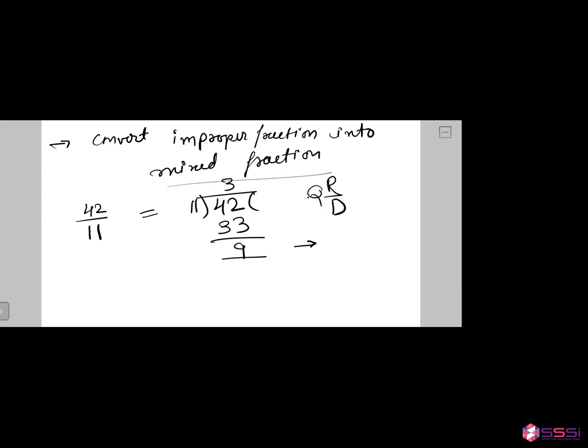What is Q? Quotient. What is the value of Q here? Ma'am, 3. So first we will write 3, not the remainder. In a mixed fraction, we start with a whole number. First we write the whole number, then the fraction. Q is always a whole number, and the remainder is also a whole number. So 3 and R is 9, D is 11.